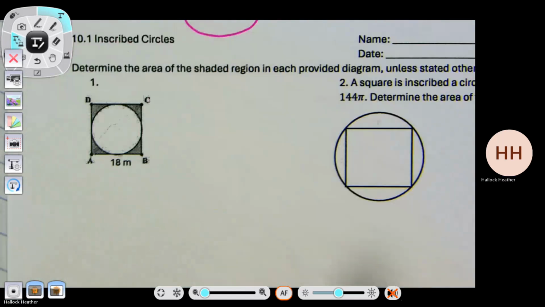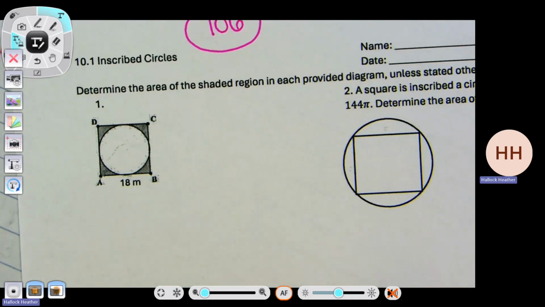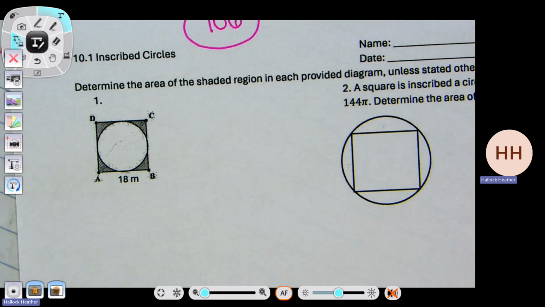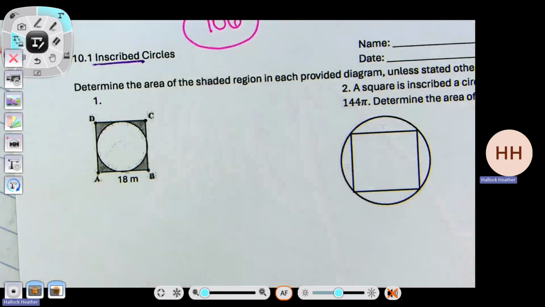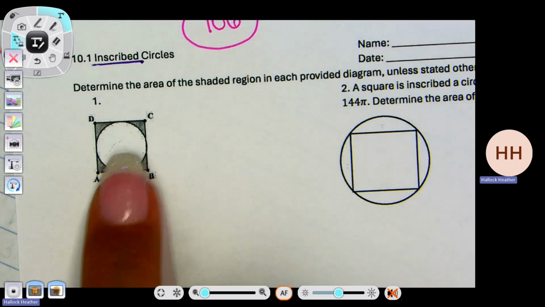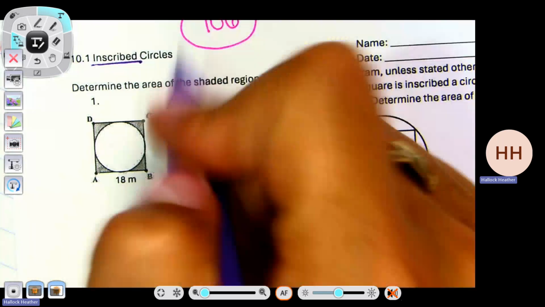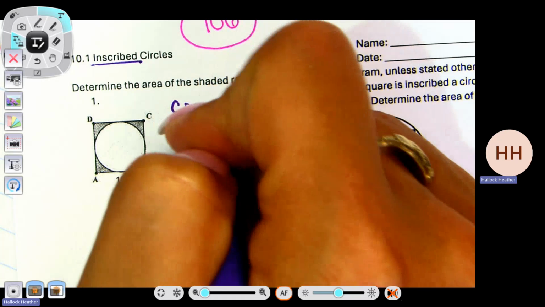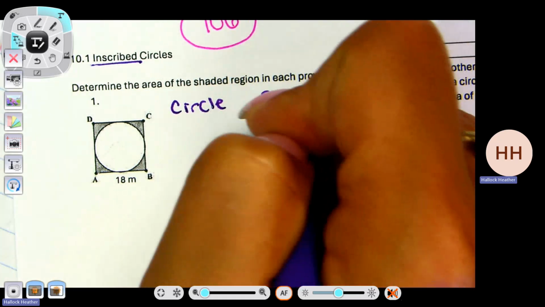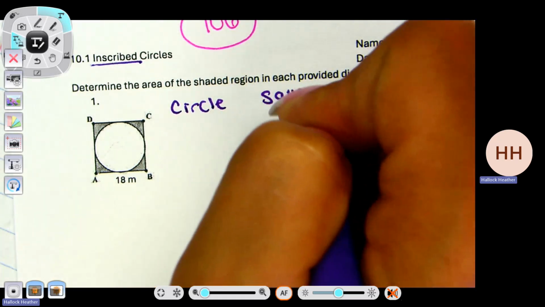Okay, so for number 1, I still have my shaded region. So the idea is I'm finding the area of just the shaded region, but I have 2 shapes. They're not circles anymore. I have a circle and what else? A square. So this is called inscribed. Last time I had a circle inscribed in a circle, which means inside. This time the circle is inscribed in a square. So I'm still going to do circle, and I got to do my other shape, which is now a square.